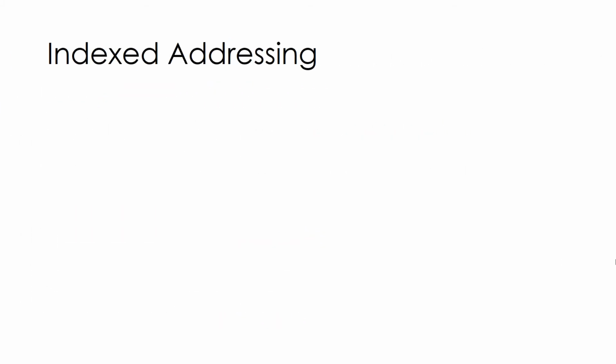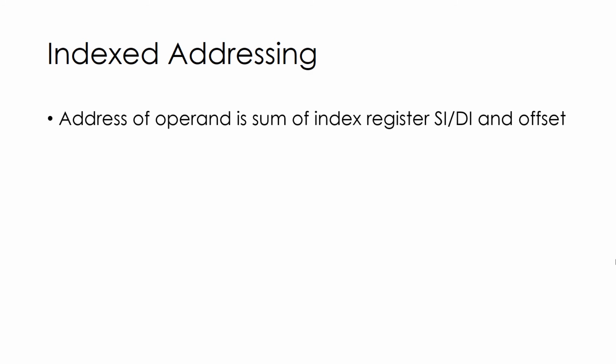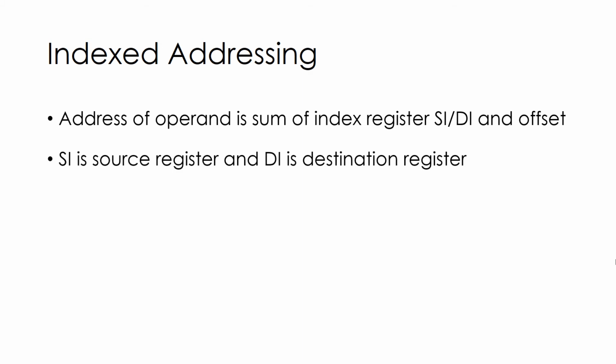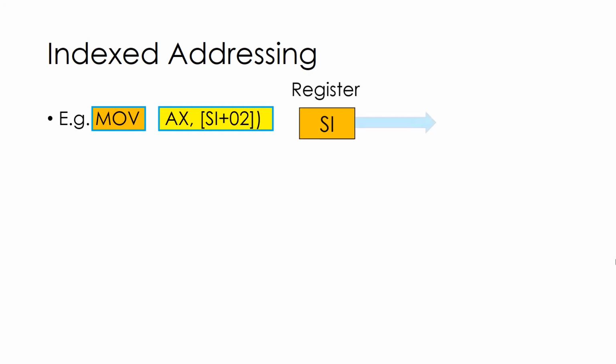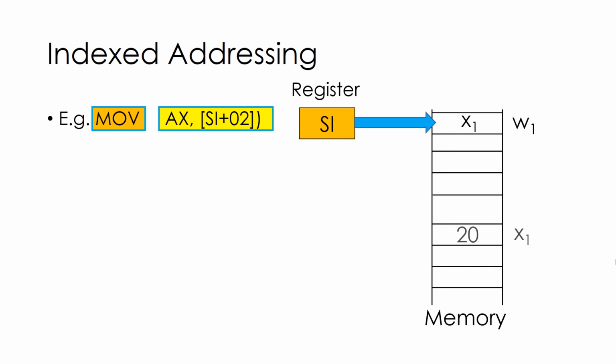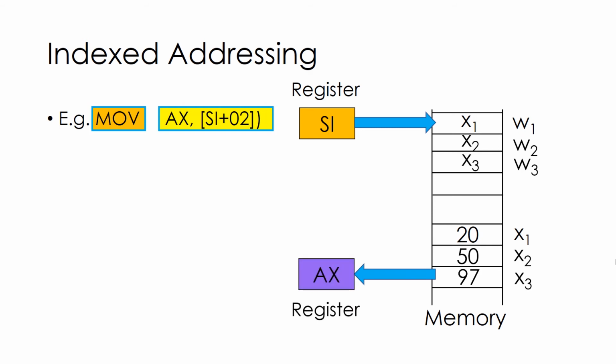Indexed addressing. In this, effective address of operand is sum of index register SI or DI and offset. SI is source register and DI is destination register. For example, MOV AX, [SI+02]. Effective address of operand is calculated by addition of content of register SI and the offset 2. Initially, register SI points to the location x1, then we increment the content of SI by 2 because our offset is 2. And finally, we move the value 97 from x3 location to the accumulator.